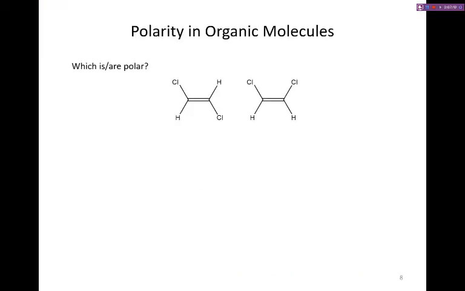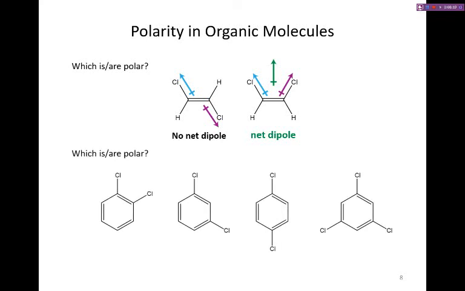We can look at organic molecules as well and determine polarity. So looking here at which of these are polar, if we draw the bond dipoles, then they cancel out in this molecule. But the bond dipoles don't cancel out in the molecule on the right. And the reason for that is just the physical orientation of those elements and where the bond dipoles point in space. Okay? Why don't you try this one on your own? Pause the video and see if you can figure out which of these are polar or not.